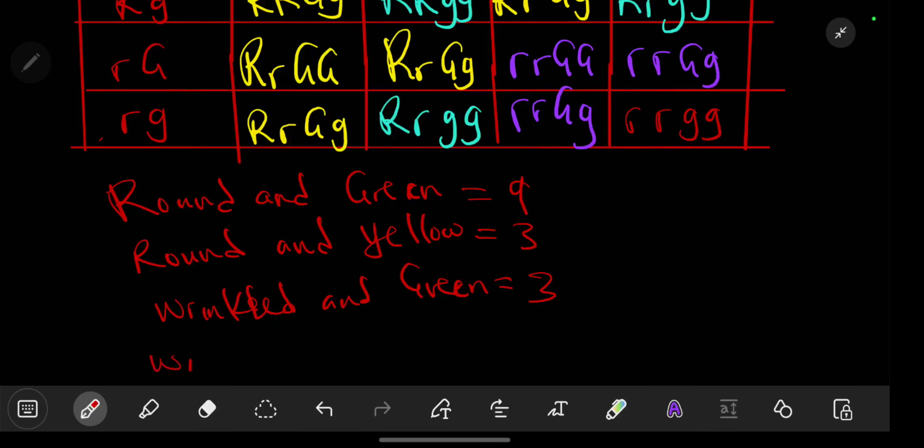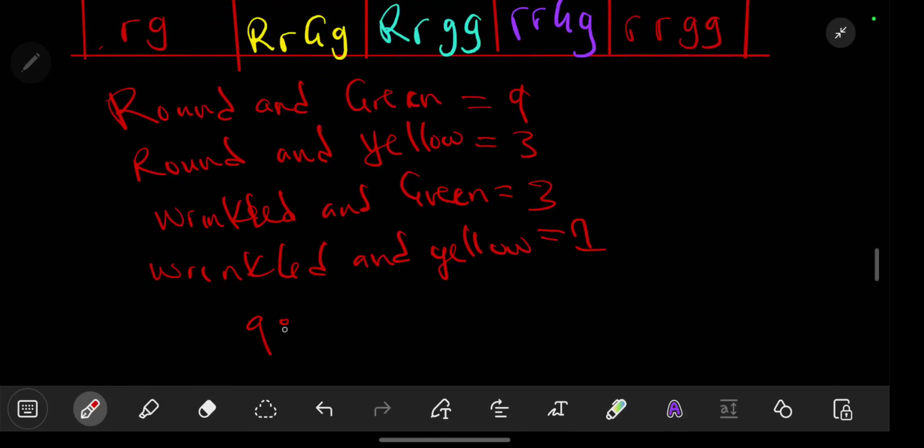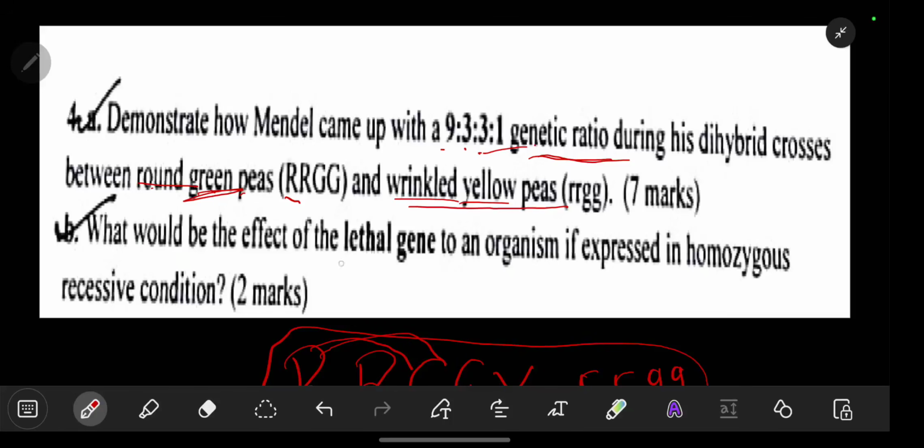Then finally, we are just remaining with 1 there. So we have our wrinkled and yellow, shown by 2 small letters. We have 1. So we can say 9 to 3 to 3 to 1, like that. So this is how he came up with this outcome. Let's look at our next question. So we are going to look at this question at the end.